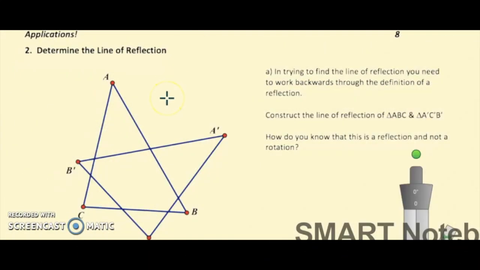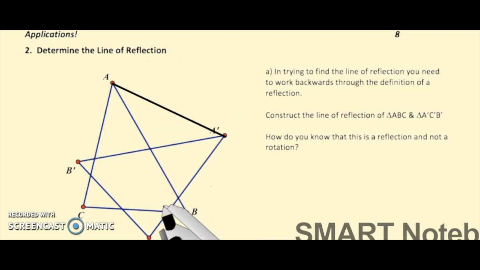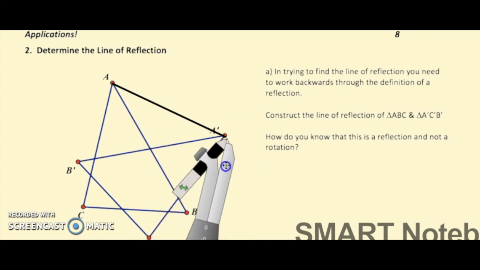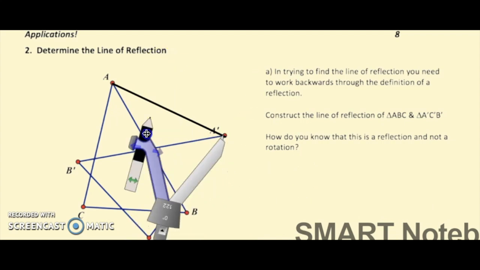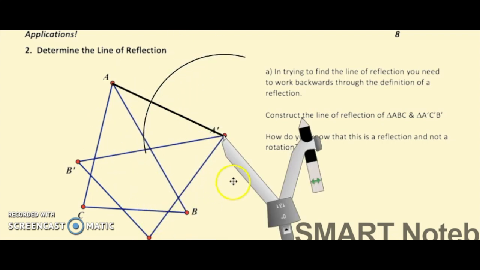Next, we're going to look at determining the line of reflection, and the line of reflection should look something like this. It should go between 2 of my points and be right in the center. So I'm going to connect a pre-image point to an image point, and then I'm going to bisect that, because remember, the line of reflection is the perpendicular bisector of the line connecting the pre-image and the image.